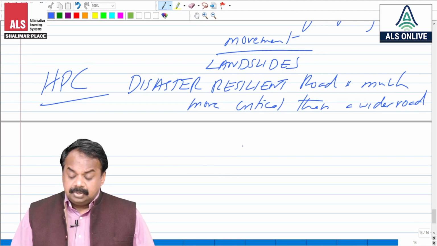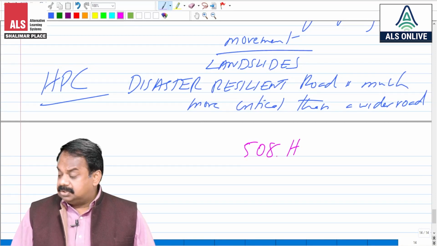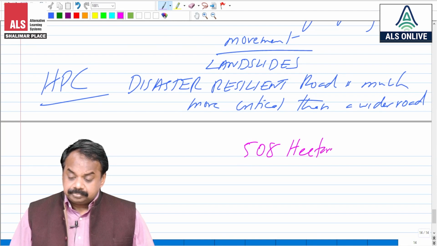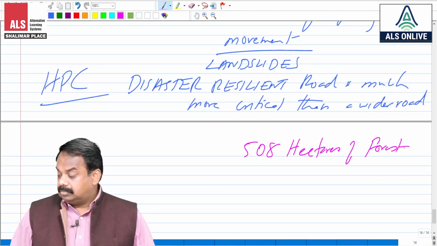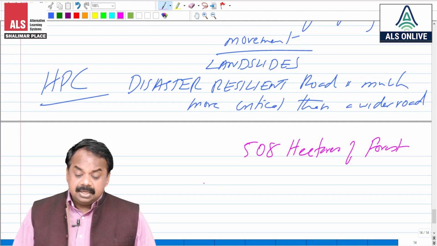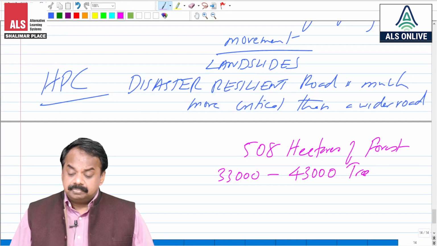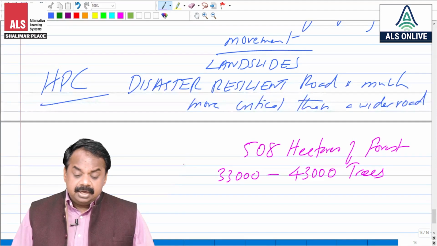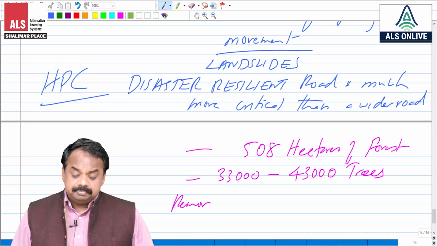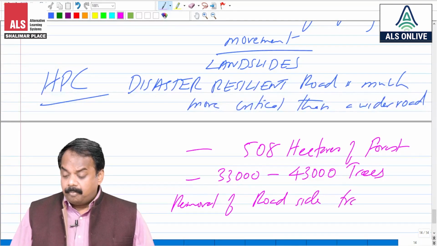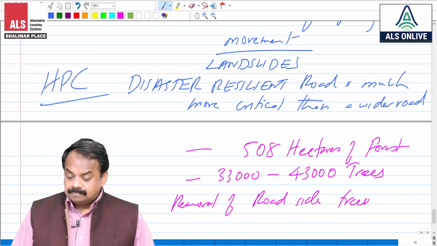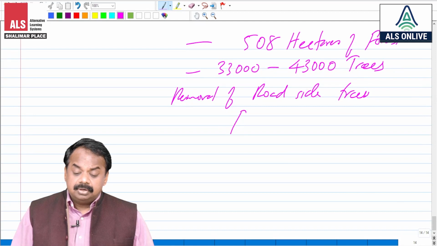And according to experts, because of this project, we are going to remove 508 hectares of forest, cutting anywhere between 33,000 to 43,000 trees. And then it is also a problem of removal of roadside trees, which will, according to experts, lead to patch isolation.